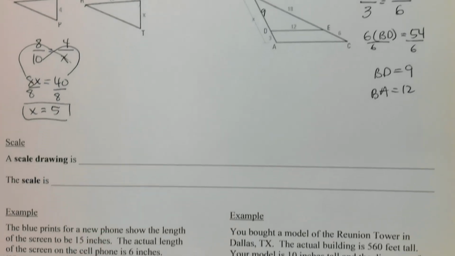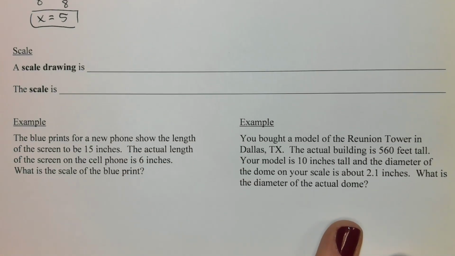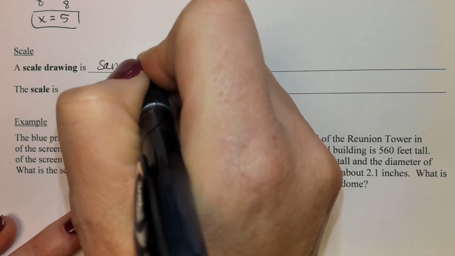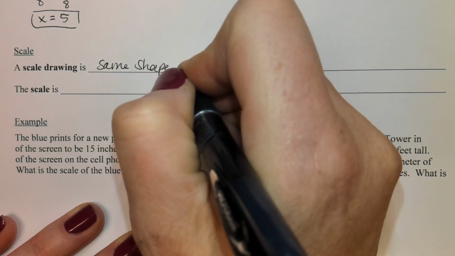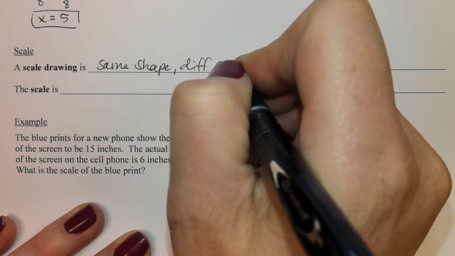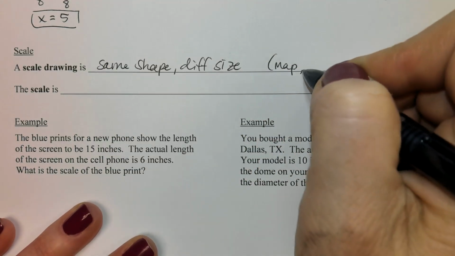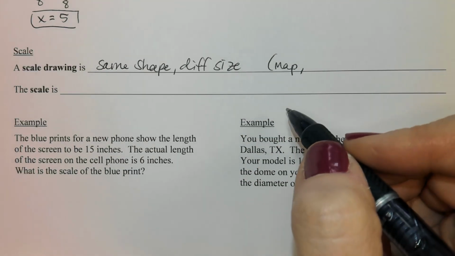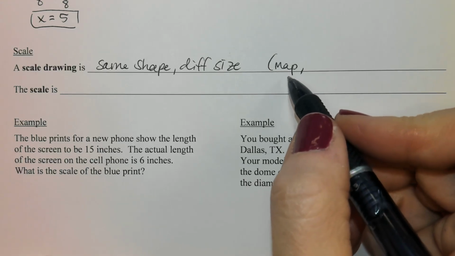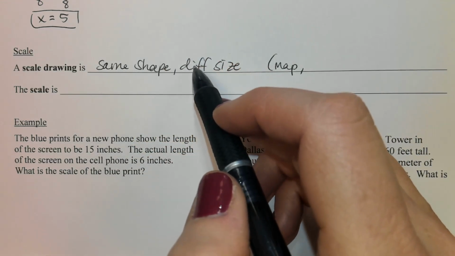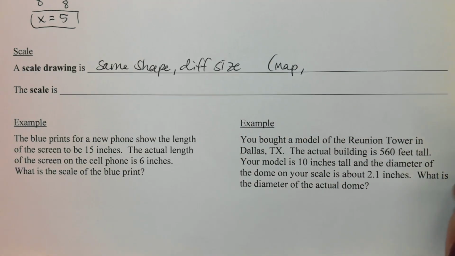A couple of terms we're going to use a lot this chapter. One is called a scale drawing, which is really just the same shape, different size. So this would be like a map. You know how we have a map of Minnesota? It wouldn't make sense for it to be life size because that would defeat the point. So it's the same shape. You always see your map in the shape of Minnesota. It's just going to be a much smaller version.